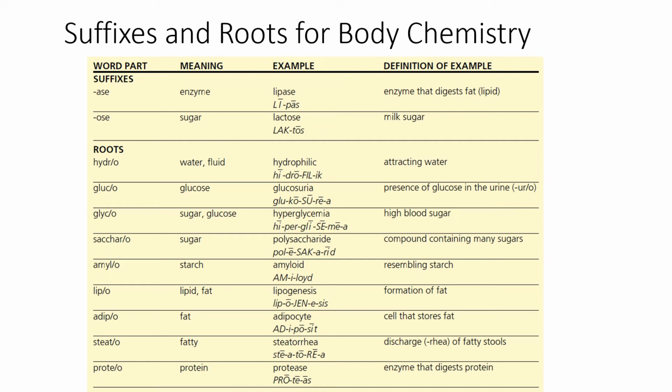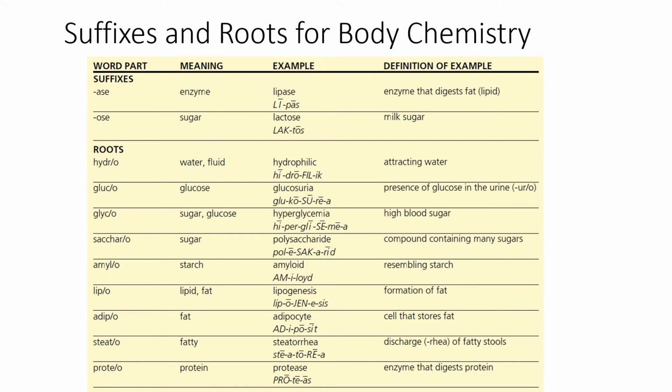Next we have saccharo, which means sugar. So polysaccharide means many sugars, or a compound containing many sugars. Then we have amyl or amylo, meaning starch. The example is amyloid, which means resembling starch.